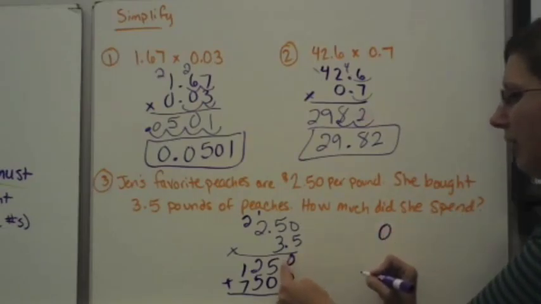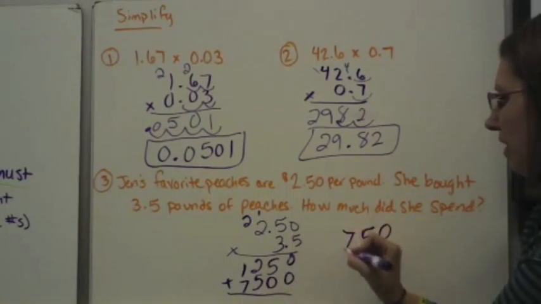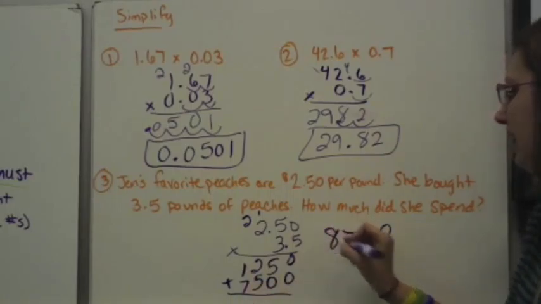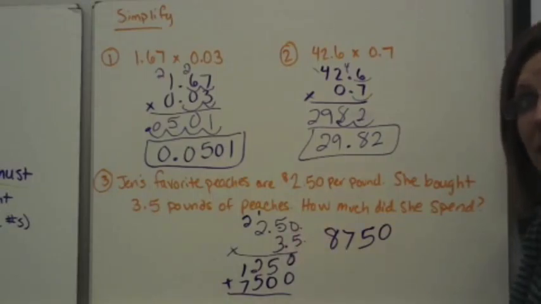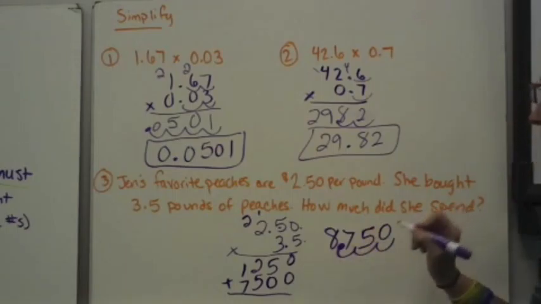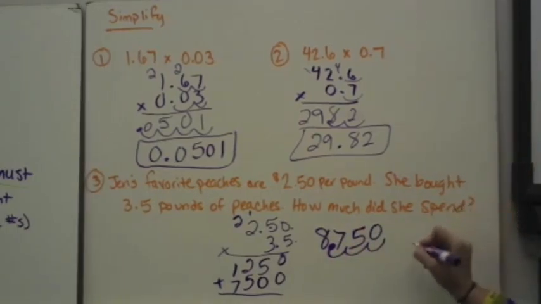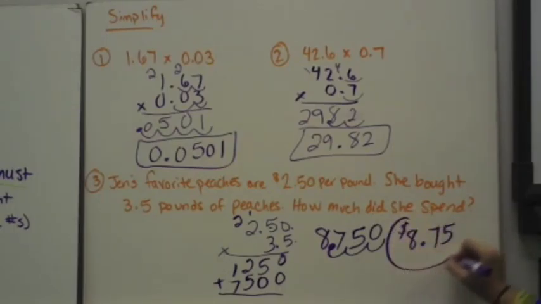0 plus 0 is 0. 5 plus 0 is 5. 2 plus 5 is 7. 1 plus 7 is 8. And I've got 3 numbers behind the decimal, so I'm going to go 1, 2, 3. And it looks like she's spending $8.75 on those peaches.